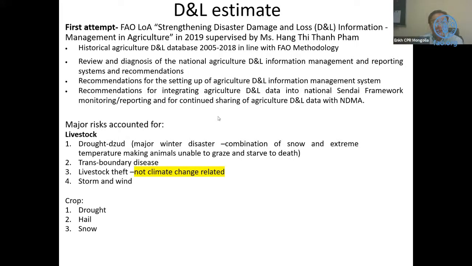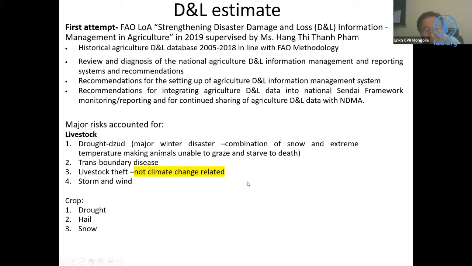So the major risks we have included in our estimates are drought and also ZOT. This is a very Mongolia-specific winter disaster, a combination of snow and extreme temperature making animals unable to graze and starve to death. And transboundary disease, which is another issue also impacted by climate change.